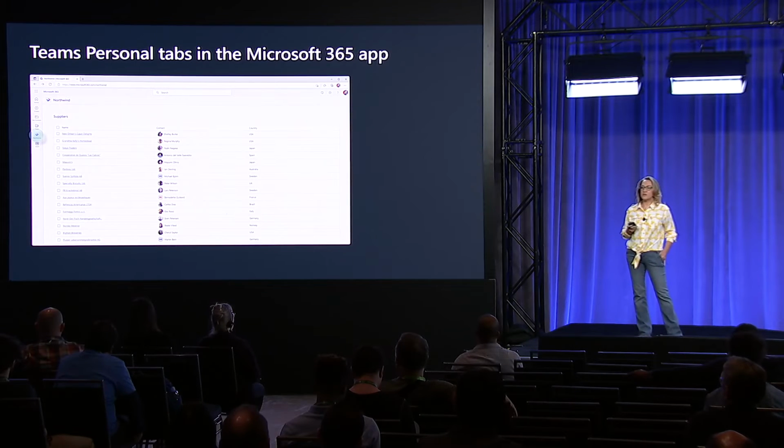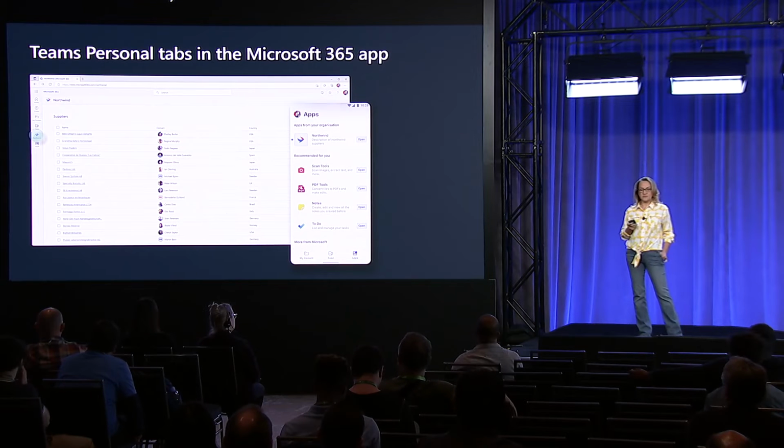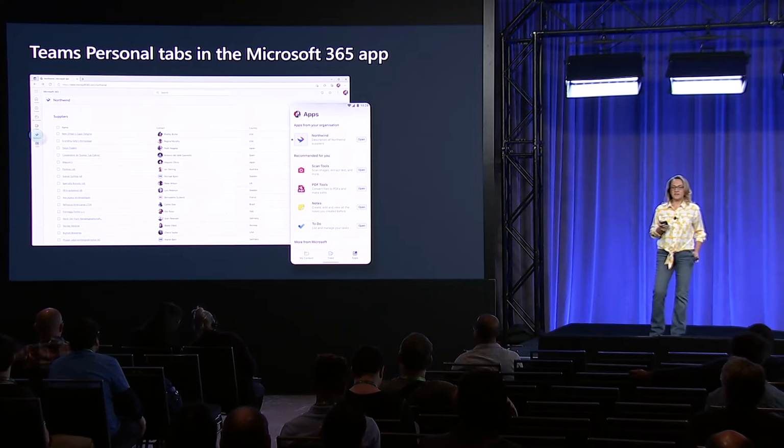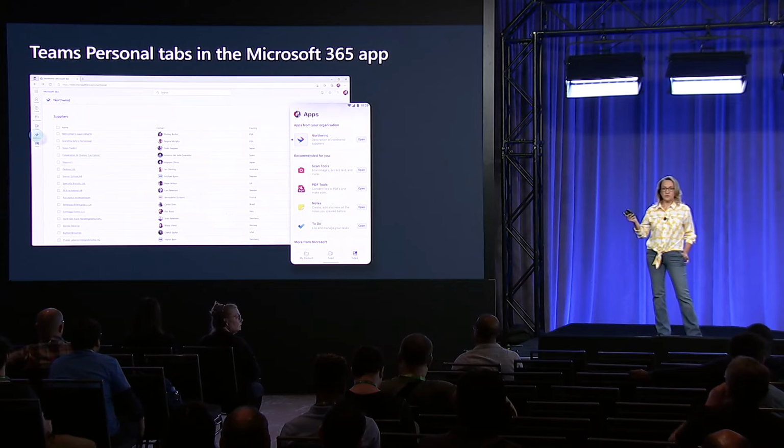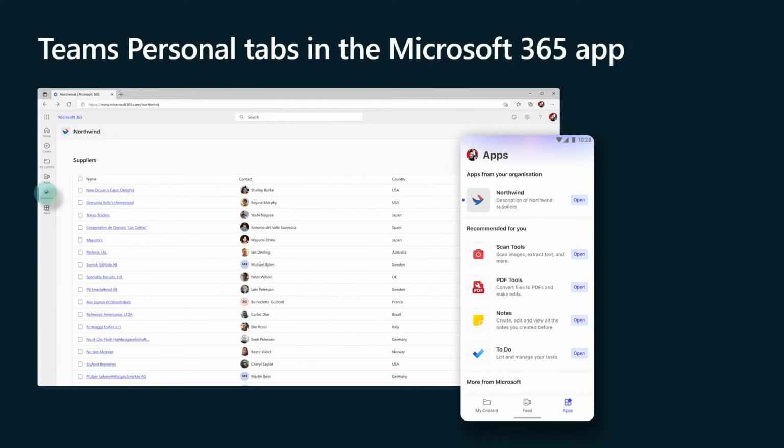A key part of Microsoft 365 app is extensibility because it lets you integrate directly into the homepage of Microsoft 365 users. Let's go back to Northwind Traders and start with personal tabs. Because, as Saurabh walked us through, Northwind Traders was built with Teams JavaScript library and manifest version 1.14. It can also be launched as a personal tab within the context of Microsoft 365 app, once it is installed from the store on Teams or from the Microsoft 365 app.